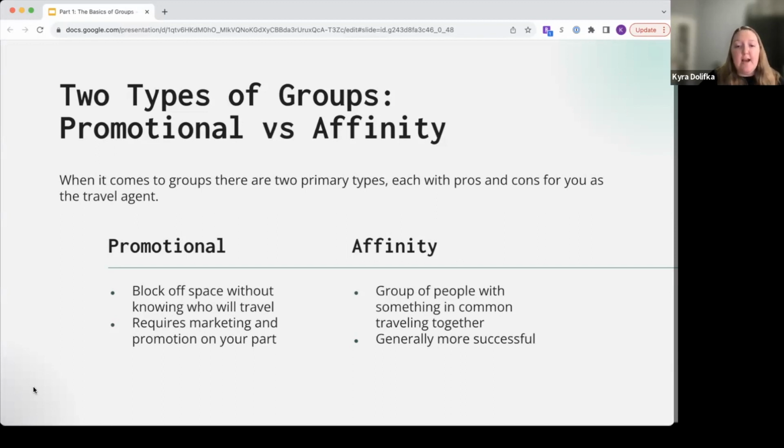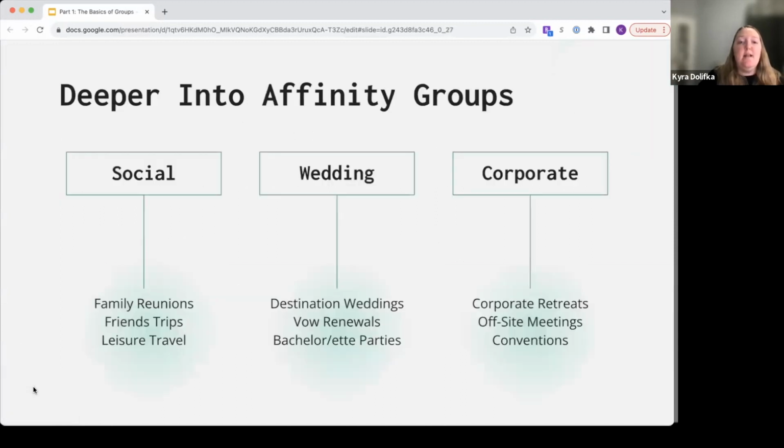So it may not be the entire group, but they know who it's going to be. They're generally more successful because you have that group leader who's advocating to the group members to come and join this group to travel together, okay? Two main types. Now we have subtypes for affinity groups.